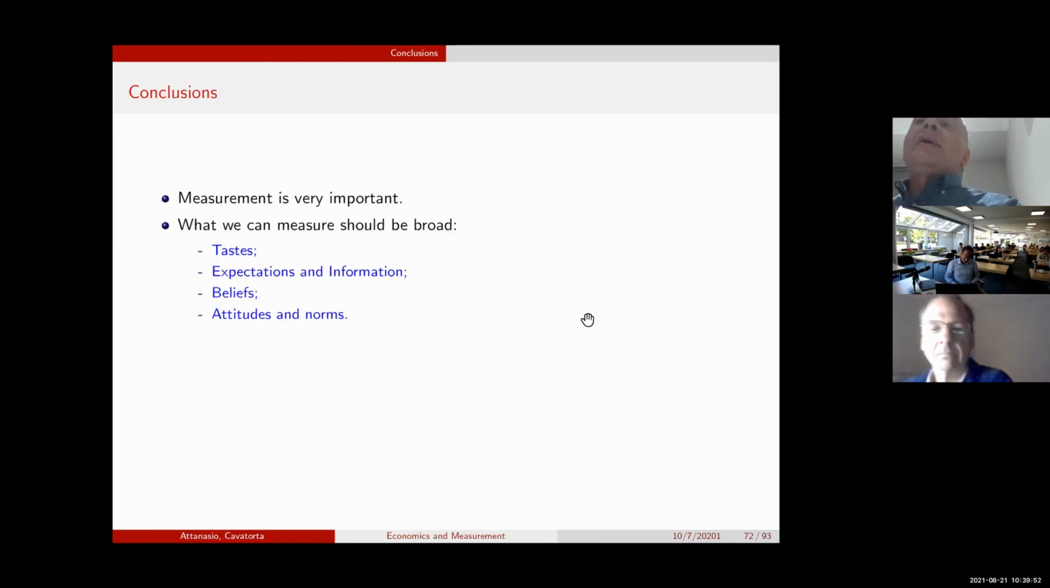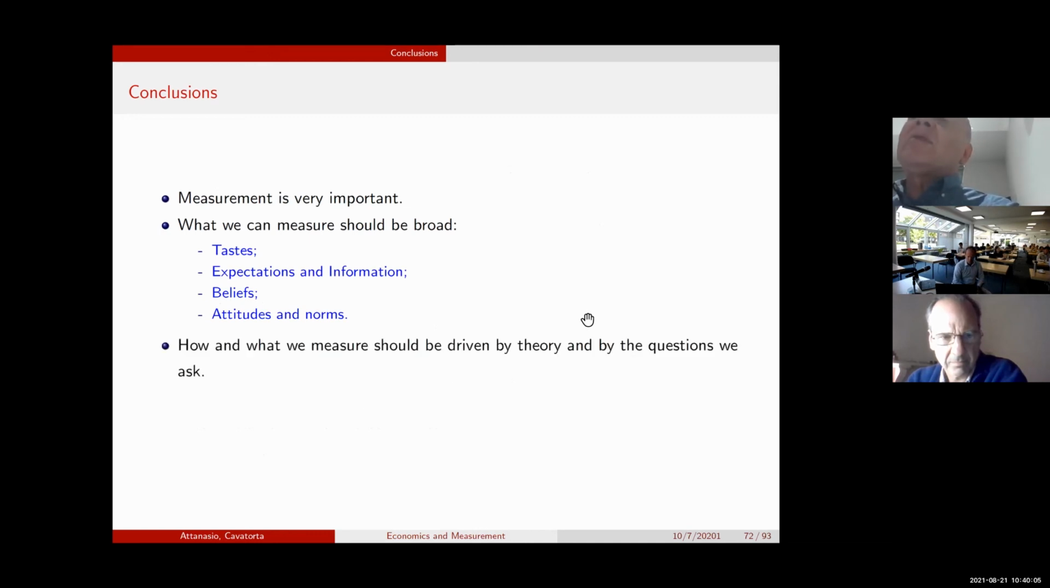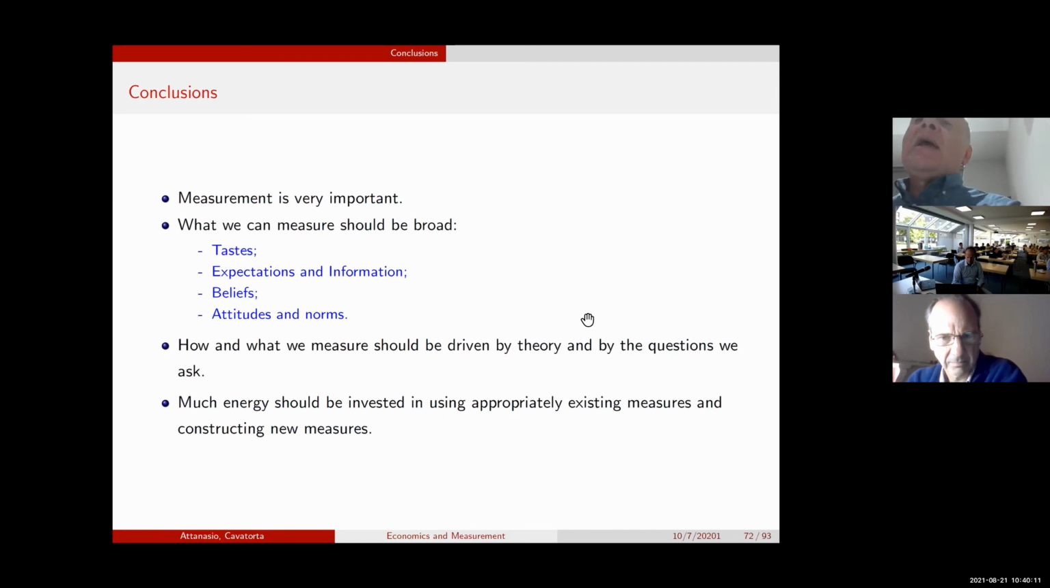Conclusions. I hope I convinced you the measurement is very important. I thought what we can measure should be broad, should include measures of taste, expectations and information, beliefs and attitudes, and how and what we measure should be driven by theory and by the questions that we ask. And much energy should be invested in using appropriately existing measures and constructing new measures.